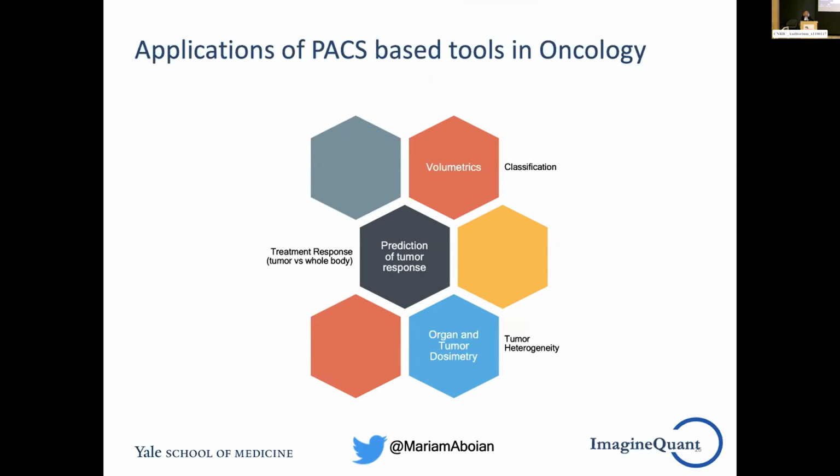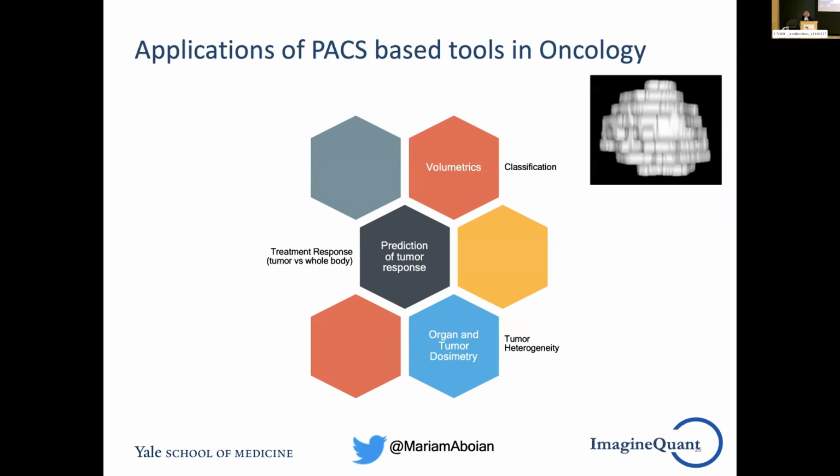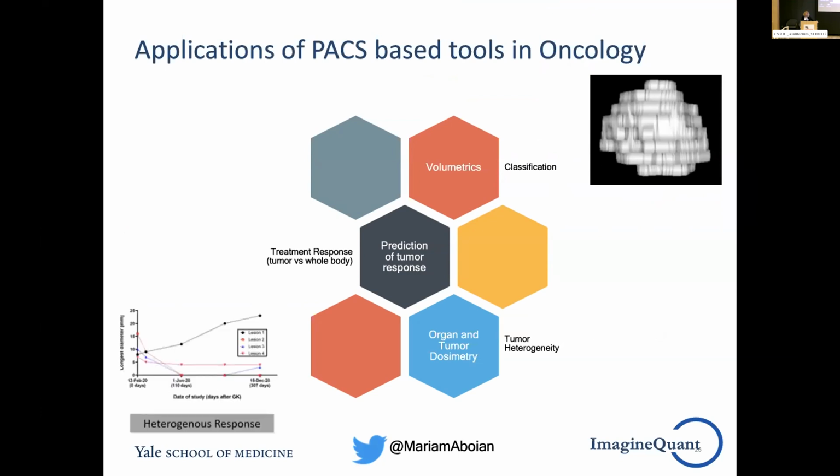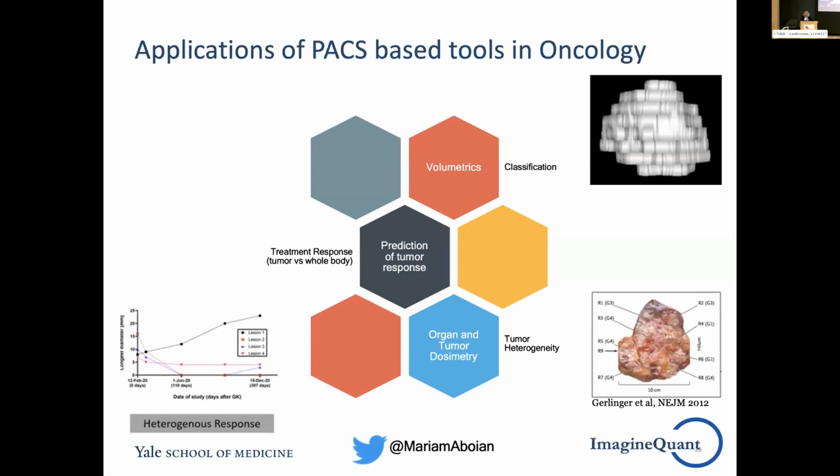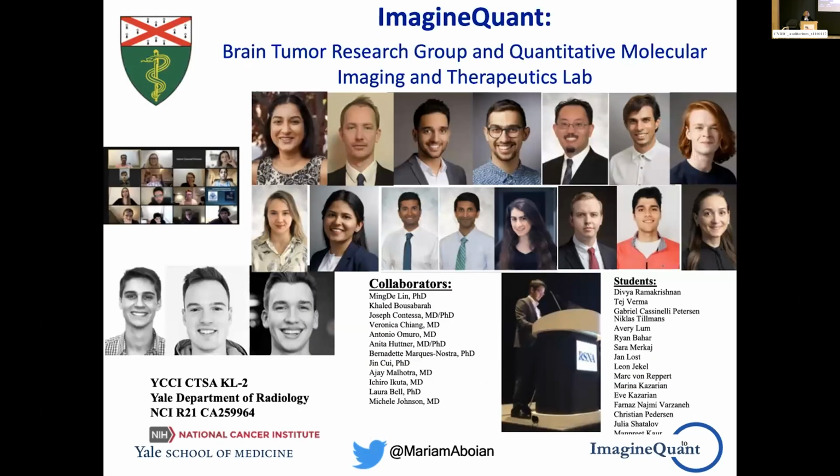So what can you use PACS-based tools in oncology for? Well, volumetrics is fantastic, but then, because it's a segmentation, you can also get features out of it, and you can start doing classification based on what you're interested in. You can do treatment response curves. You can study tumor heterogeneity and finally targeted biopsy. And since I'm a nuclear medicine physician, you can start doing dosimetry, finally, which we desperately need in nuclear medicine and are not doing yet.